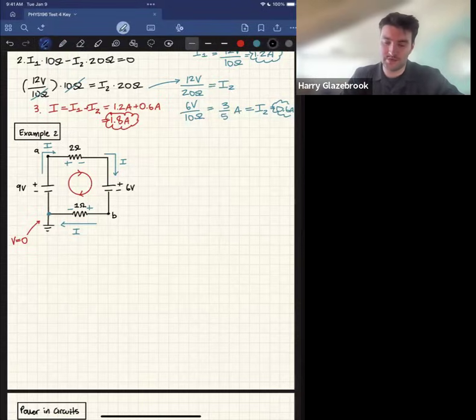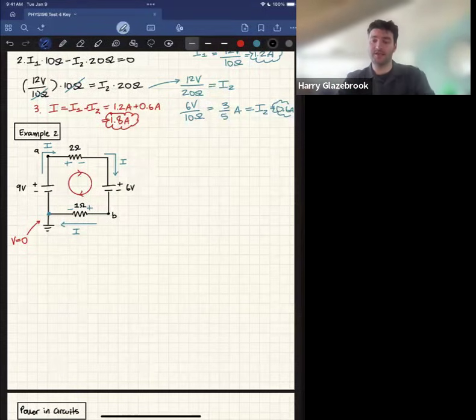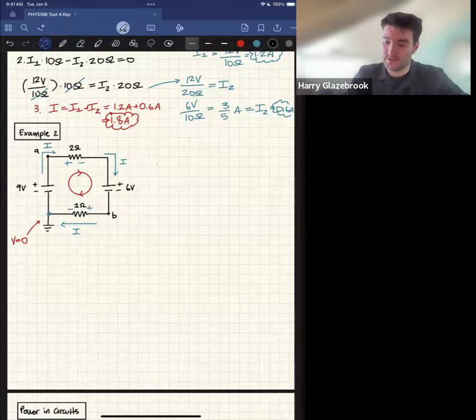So it looks like I'm walking, walking, walking. My 9-volt battery is taking me from negative to positive. It's increasing my potential, and so that is a positive potential difference of 9 volts. I keep walking. My 2 ohm resistor is taking me from positive to negative. So that is a decreasing potential difference, so I'm going to put a negative sign there. And it is decreasing by a potential difference of the current going through it, which is I, times its resistance, which is 2 ohms.